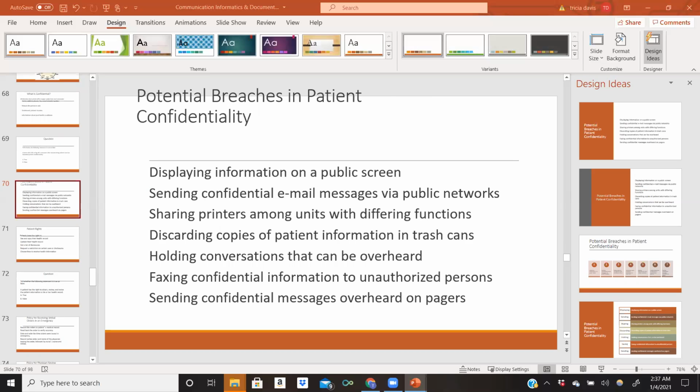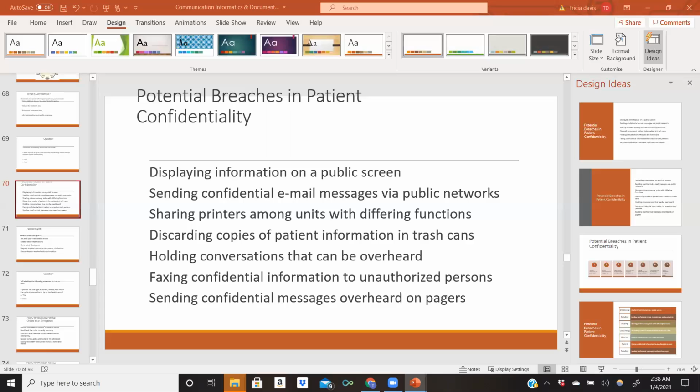Sending confidential email messages via public networks. So I use the example of that text that we had that nurse send when our computers were down, from her personal cell phone with all that personal data in it, listing that patient's name. That was wrong. So keeping that in mind, sharing printers among units with differing functions and information. So unauthorized users can have access to printouts and find out things about your patients. So making sure that display screens do not face public areas.